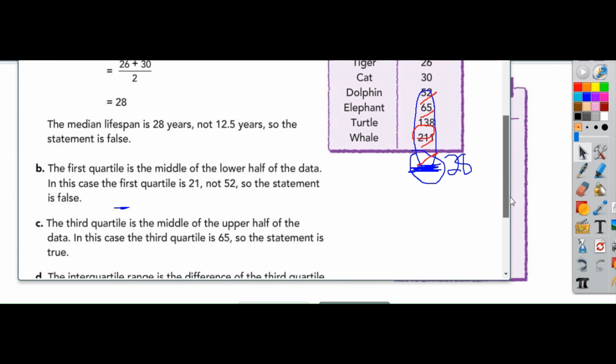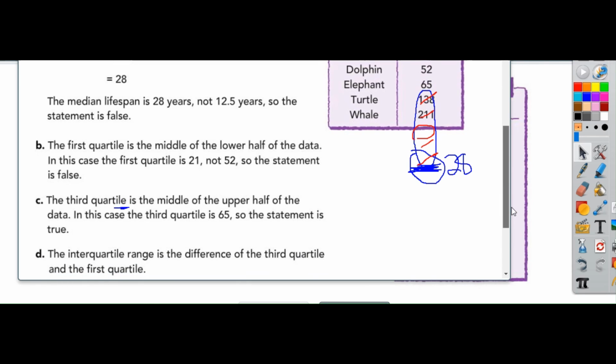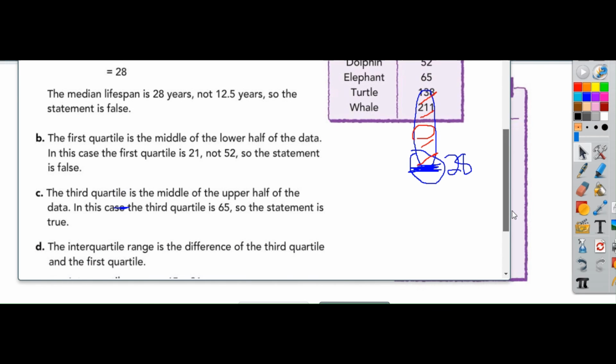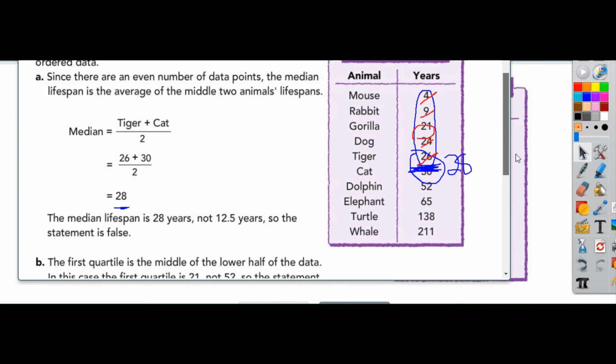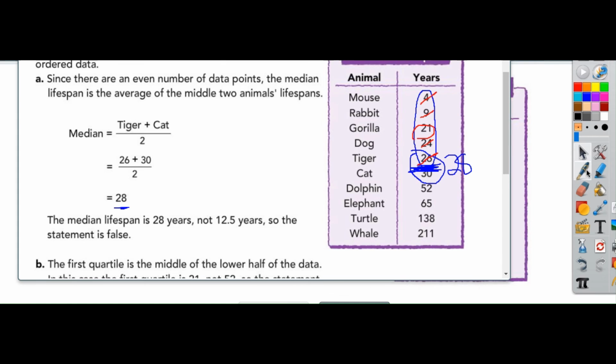And the first quartile, the middle lower half of the data set, is not 52. So that statement is false. It's 21. Now let's find the middle value of the upper half. So I'm going to do the same exact thing. So what is considered the upper half? Everything that's higher than the median, and the median is 28. So we have 30, 52, 65, 138, 211. So I'm going to cross off 30 with 211. I'm going to cross off 138 with 52. And then my quartile 3, the middle value of the upper half, is going to be 65.